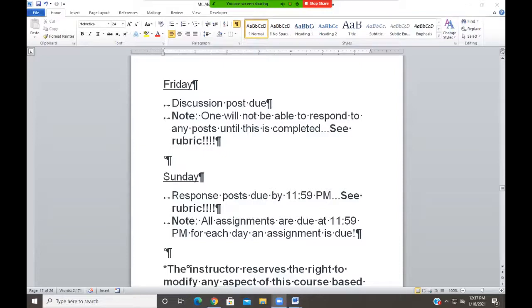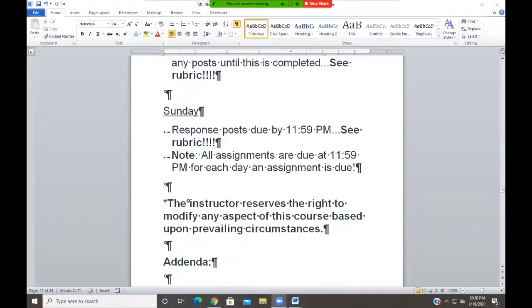So yeah, the initial discussion post will be ready at 12:01 a.m. on Friday. By Friday night, I will be expecting everyone to have their initial post in, because you cannot respond to someone else until you post initially. See the rubric on this. And then you'll have Saturday and Sunday night up till 11:59 to have response posts, right?